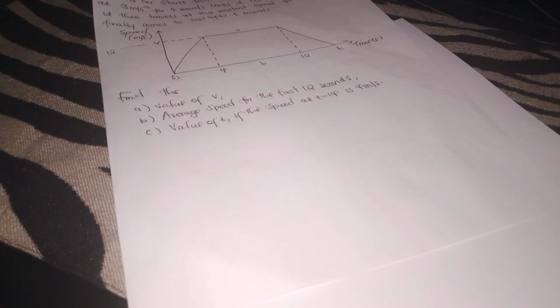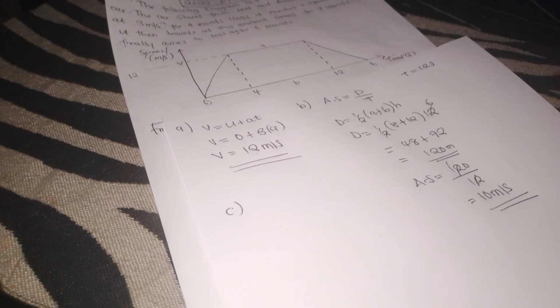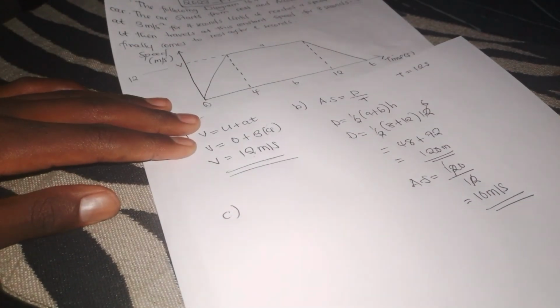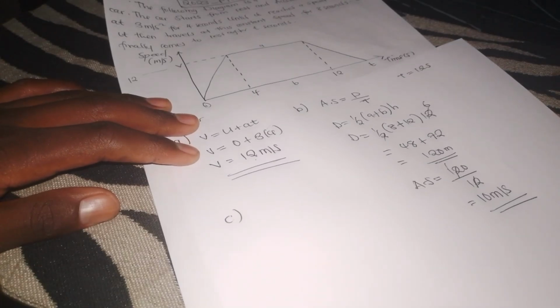So question C is saying, find the value of t if the speed at t is equal to 14 is 4 meters per second. Okay, so this question was very simple but a bit tricky. Yeah, but that's why I'm here for you, to make things easy for you. Yeah, so let's dive in. So they are saying at t is equal to 14, the speed was 4 meters per second.